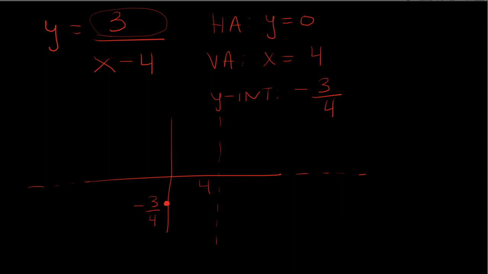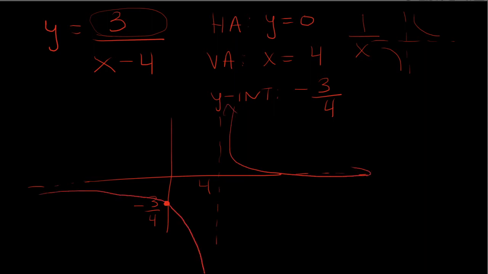Now, for the shape of the graph, this looks very similar to 1 over x. It's shifted over 4 units and then scaled by a factor of 3. So we know 1 over x looks something like this. So that's the same thing that's going to happen over here. And we're going to make sure we hit the y-intercept at negative 3/4. And we should be careful because it'll never cross the x-axis.